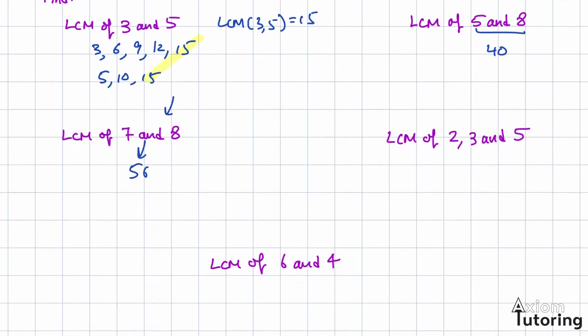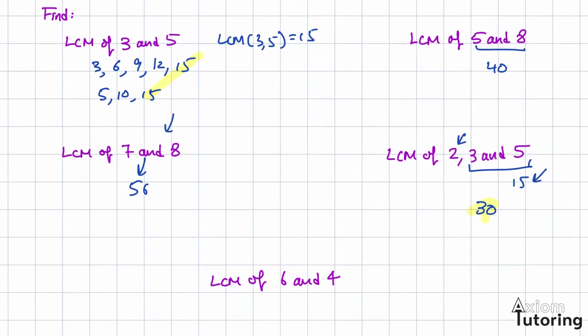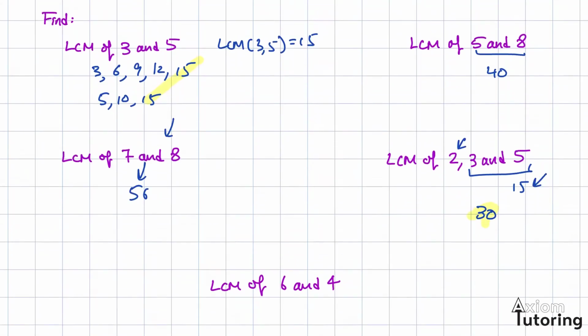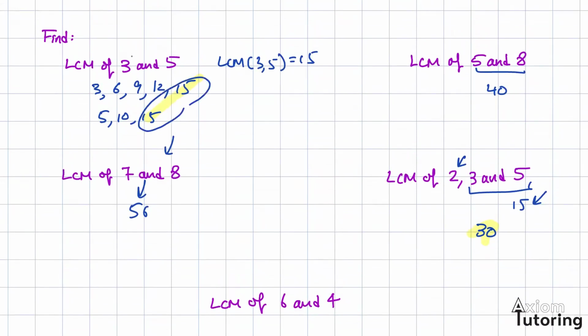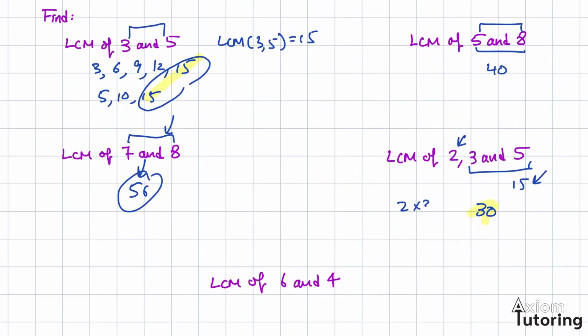For 7 and 8, it's 56. For 2, 3, and 5, well, we already worked it out for 3 and 5. It was 15. So what's a multiple of 15 that's also a multiple of 2? It's 30. So the LCM of 2, 3, and 5 is 30. Well, you might be thinking now, the way that we work out the LCM is we just multiply the numbers. 15 is 3 times 5, 40 is 5 times 8, 7 times 8 is 56, 2 times 3 times 5 is 30.